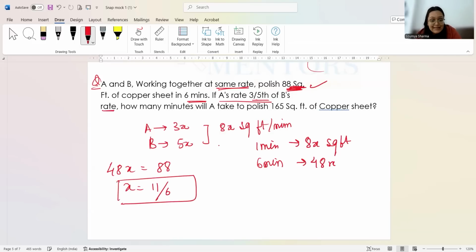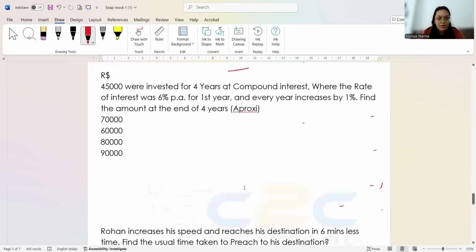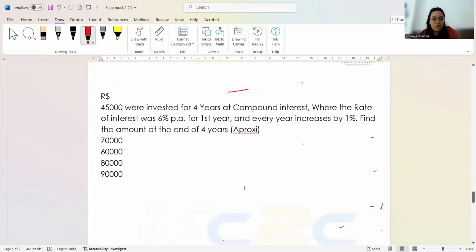Now, A is doing 3x per minute, nothing but 11/2, that is 5.5 per minute. And A has to polish 165. So 165 divided by 5.5 will come out to be 30 minutes. Okay, I hope this is clear. So in 30 minutes, A will polish the whole 165 square feet lot. So let's move to the next question.